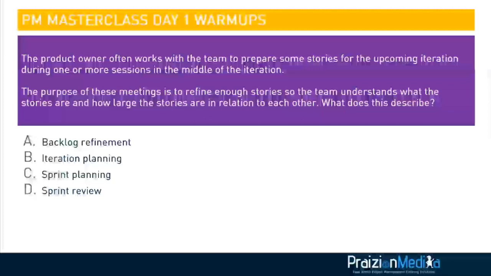What does this describe? Is it A, backlog refinement? Is it B, iteration planning? Is it C, sprint planning? Or is it D, sprint review? All right, 5, 4, 3, 2, and 1. The answer is A, backlog refinement.